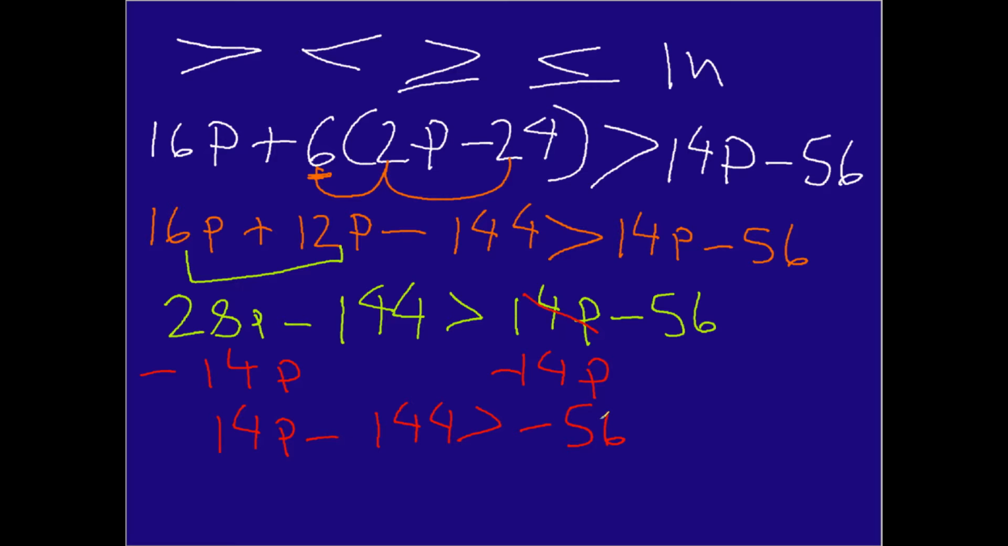So now I still have a few steps to go. I want to deal with this 144 because I don't want to mess with the negative 56, because I want to have some values on that side. So what am I going to do? I'm going to add 144 to both sides. If I do that, it'll cancel out, as you can probably already tell, my minus 144. So I'm going to add 144 here and add 144 there, and I'm running out of space, so I'm going to go to the next slide.